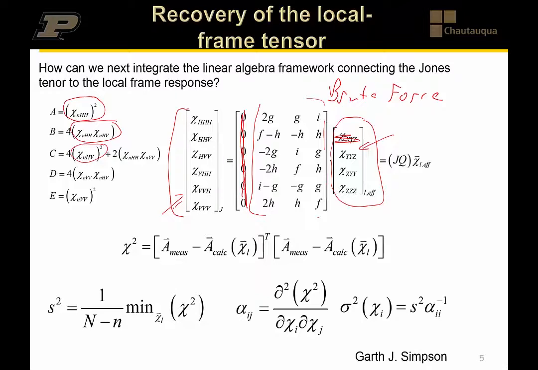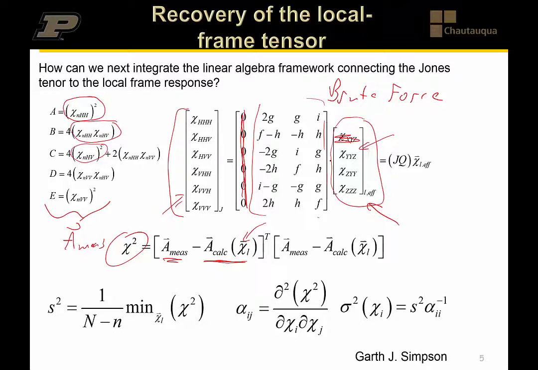What we can do, however, is just a general brute force approach where we define chi squared. And this is not to be confused with chi 2. Chi squared is simply the sum of the squared deviations between what we measure, that's A measured, and what we predict those A coefficients should look like for a given set of guess values for the local frame tensor elements. And then we just brute force minimize the value of chi squared with respect to each of these individual guess values for the effective local frame tensor elements, with all of the other things being known.